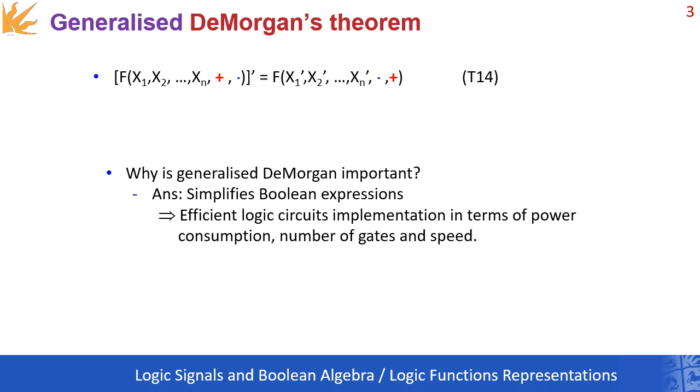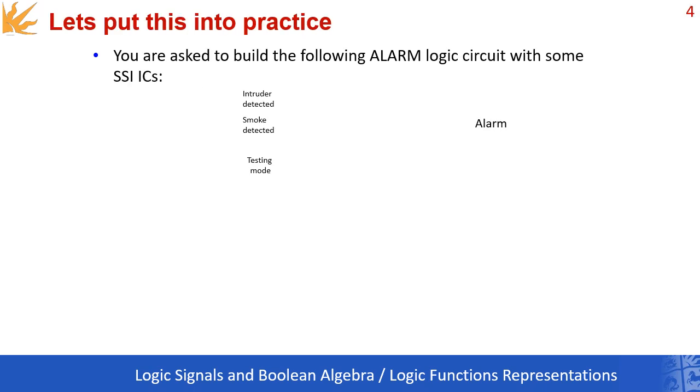And just to wrap up, we've said that De Morgan is very important because it allows you to simplify Boolean expressions, which translates to more efficient logic circuits in terms of number of gates, speed, and power consumption. Now let's see that in practice with a hypothetical circuit.